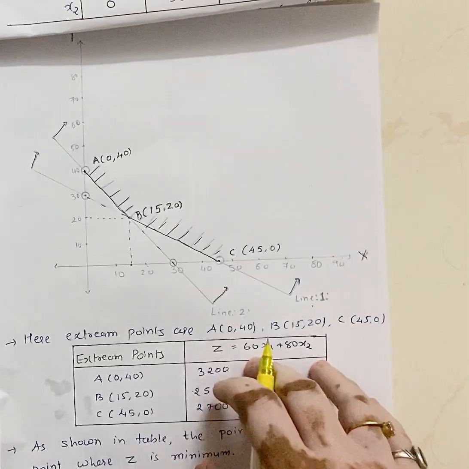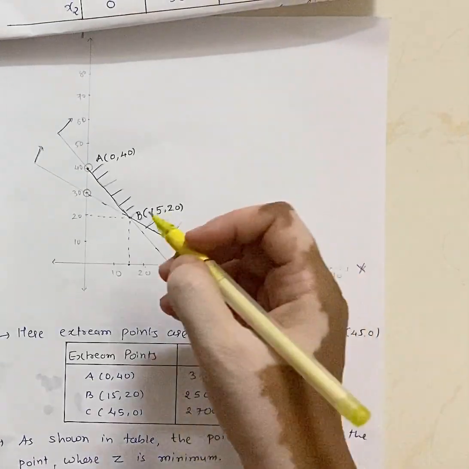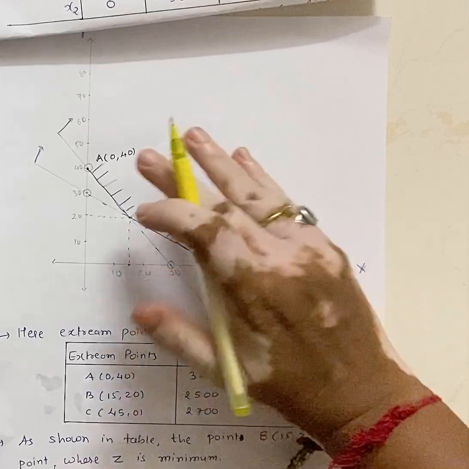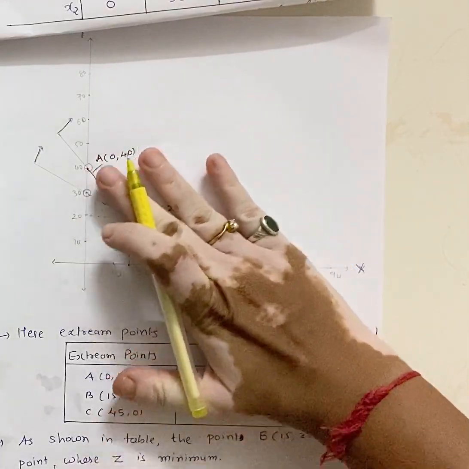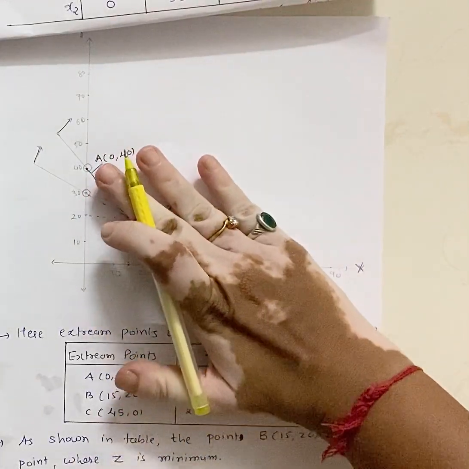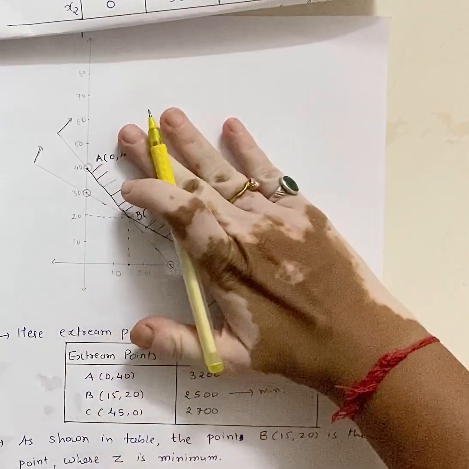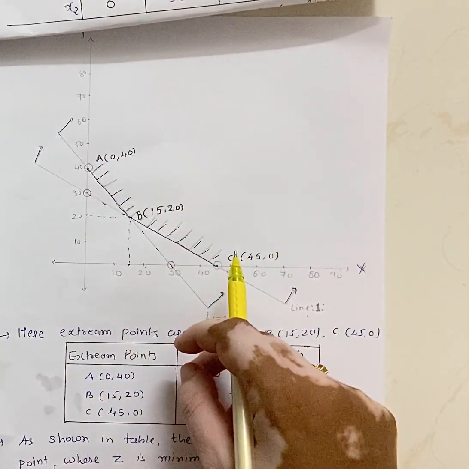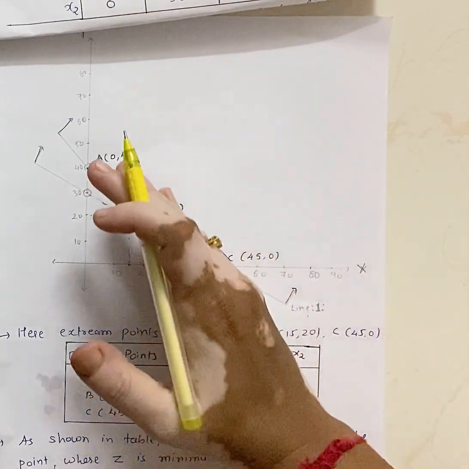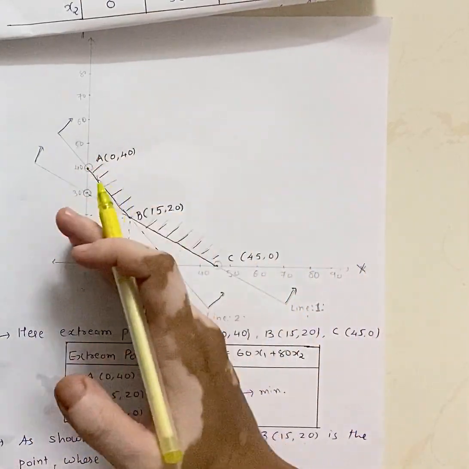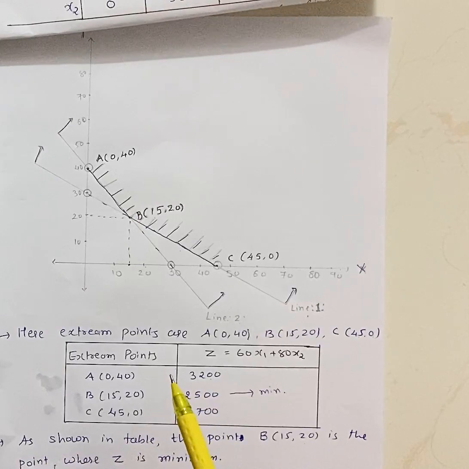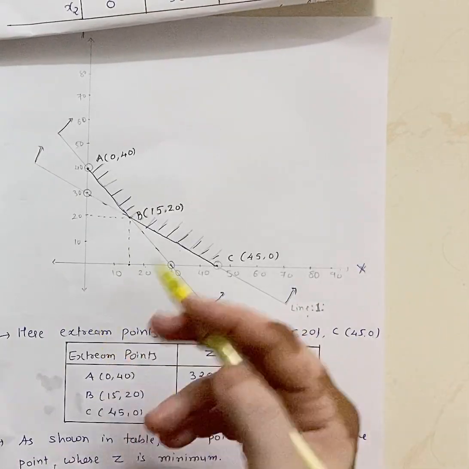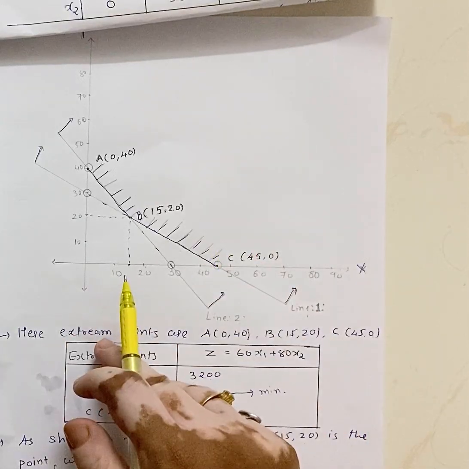Now in a minimization type problem, you have to find the region which is opposite to the origin. And in a maximization type problem, you have to find the region coming from the origin. There is a vast difference between maximization type and minimization type problems.